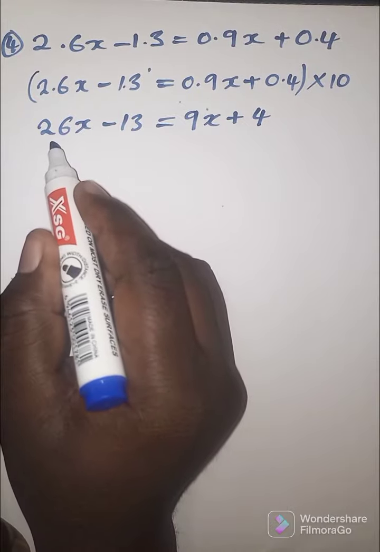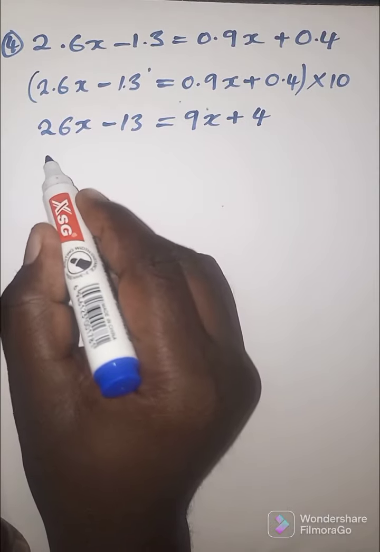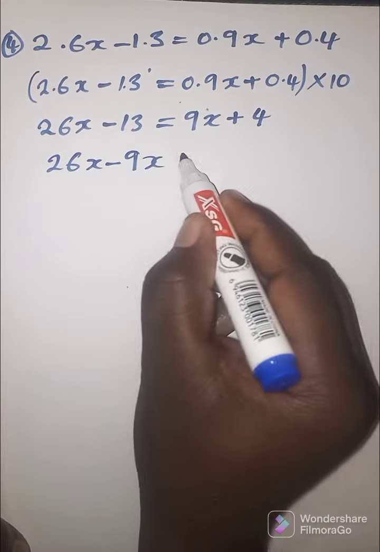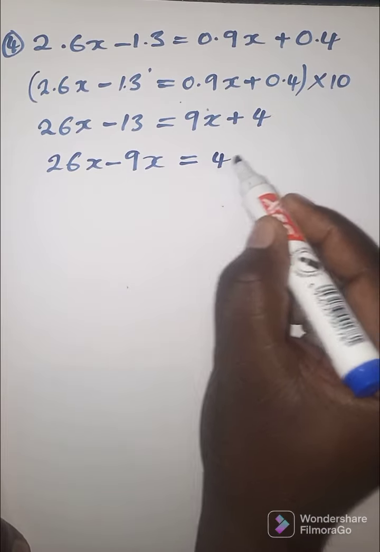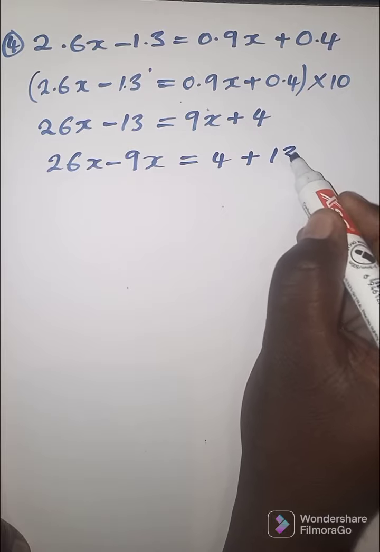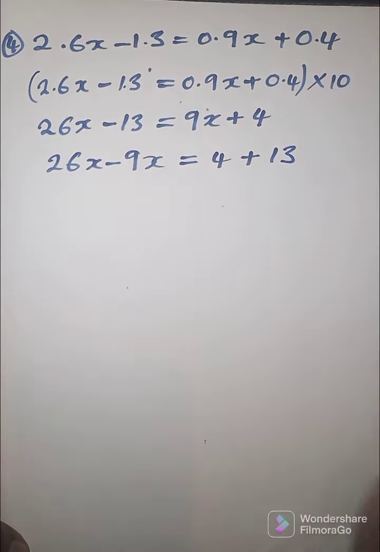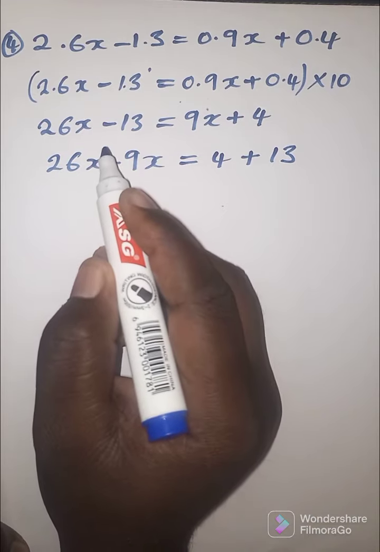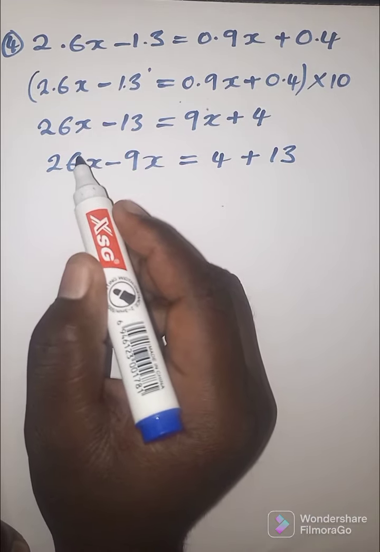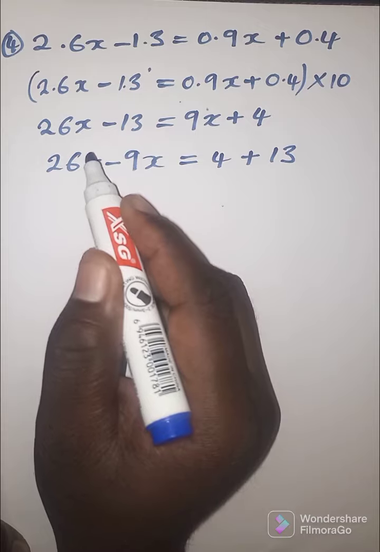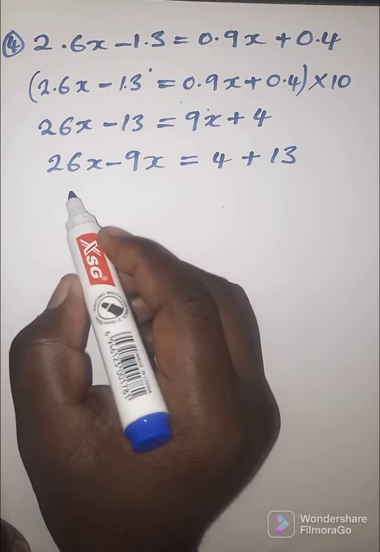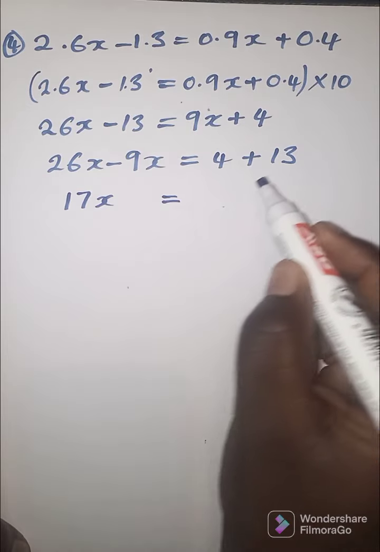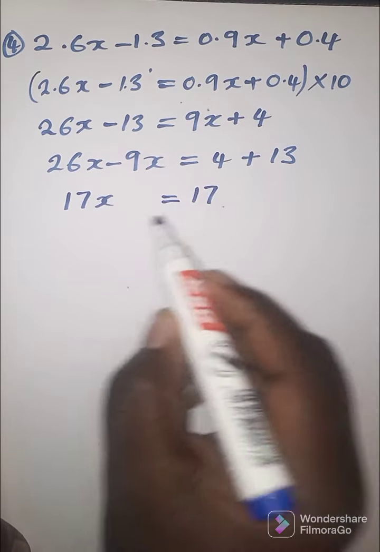So we're going to have 26x and 9x on the same side of the equal sign. So this becomes 26x minus 9x is equal to 4 plus 13. Once the 13 goes to the other side, it becomes positive. So what is 26x minus 9x? You will see that this will give us 17x is equal to 17.